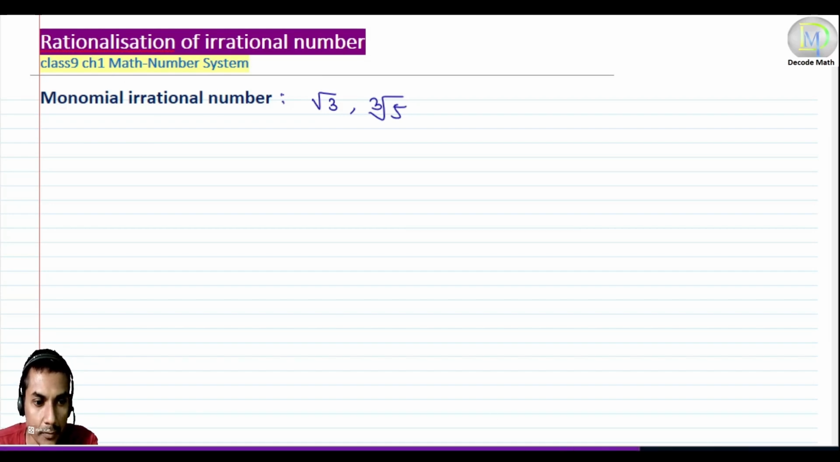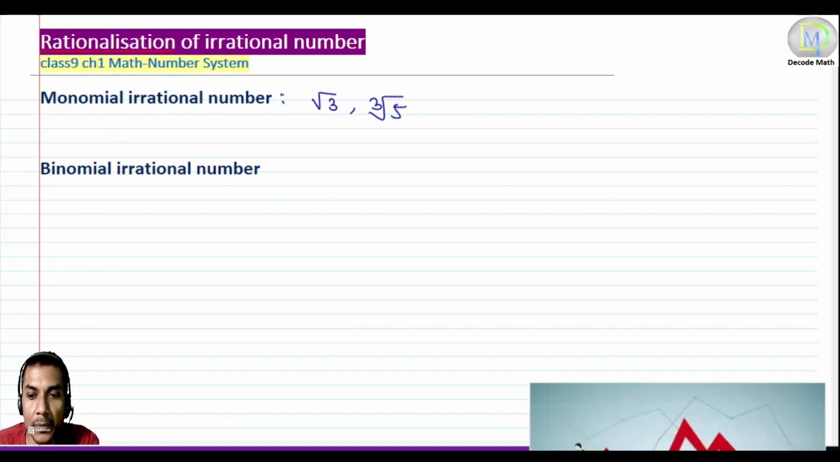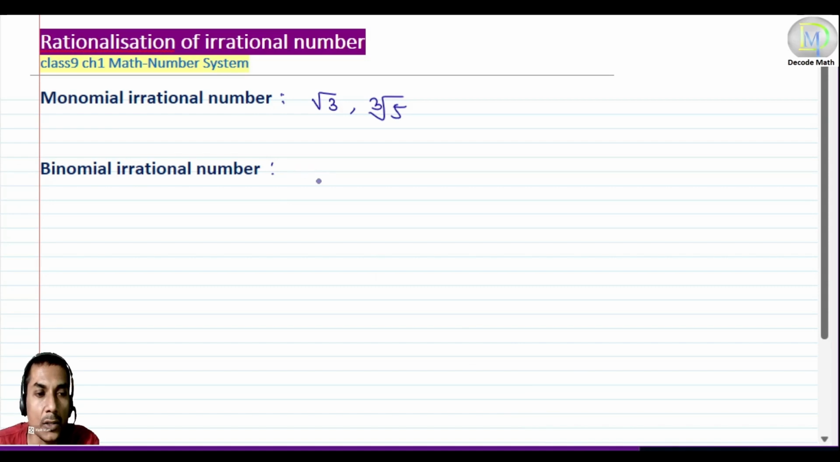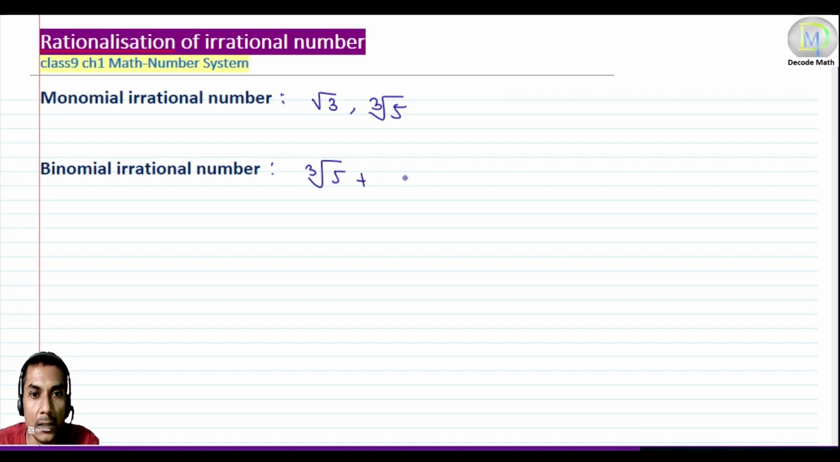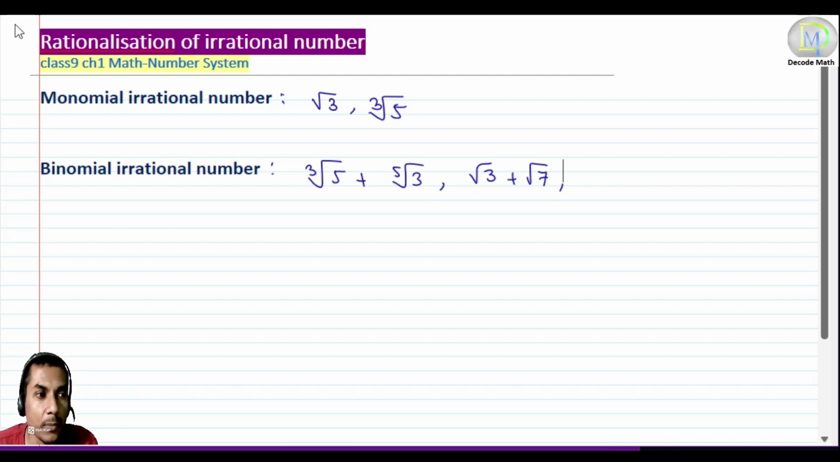Clear? So what is a binomial irrational number? The irrational number having two terms, two irrational terms, is called the binomial irrational number. For example, 3 root 5 plus 5 root 3, root 3 plus root 7. So having two terms is called the binomial irrational number.